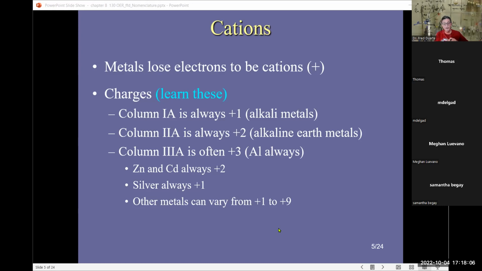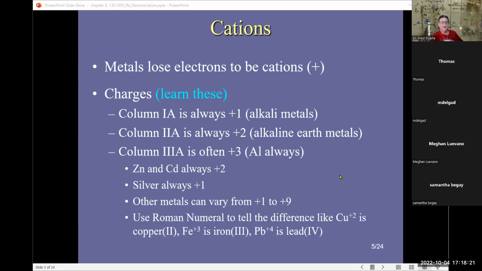We can calculate what they are. And you might say, well, how do we do that? Well, let me not tell you just yet. I've got to give you some more information. So for the ones that do not have the sweet 16, that do not have an exact oxidation state, everybody else can vary from a +1 to a +9. So we have to use Roman numerals, and here are some examples.